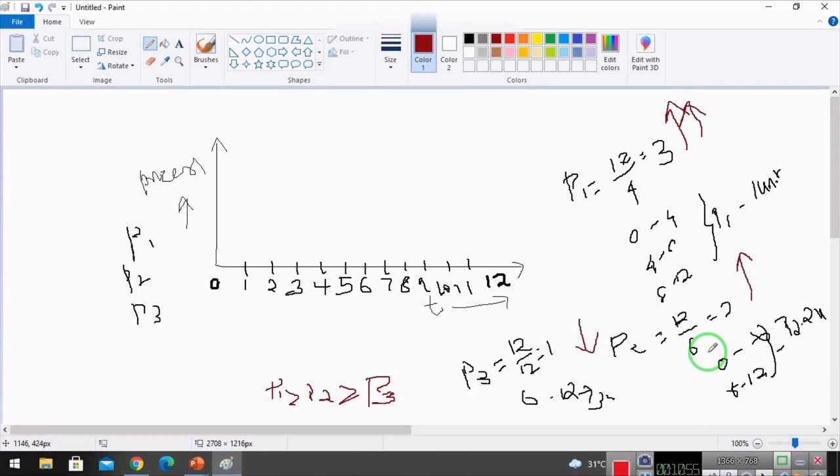Okay, so let me start. Among the 3 priorities, P1 is having the highest one, so it will be executed first. So 0 to 4. I can start from 0. That is the time period. So how many number of units? Only 1 unit. So this is actually P1. Okay, so the condition is satisfied. So 0 to 4, in the time period P1 will be executed. The task is completed.